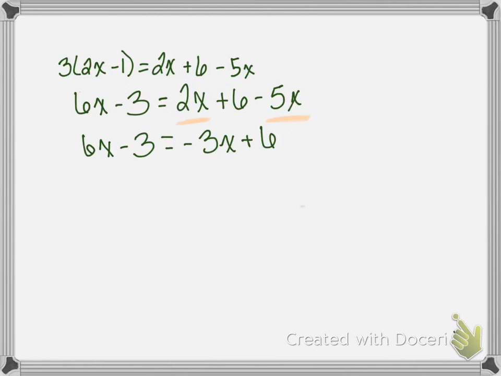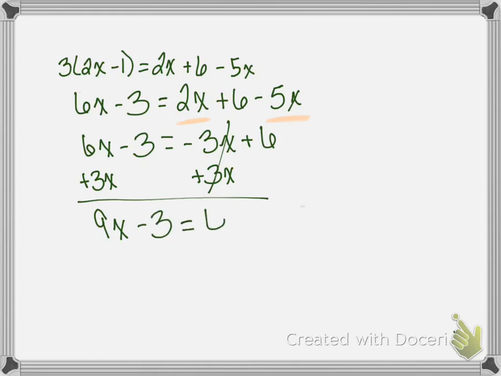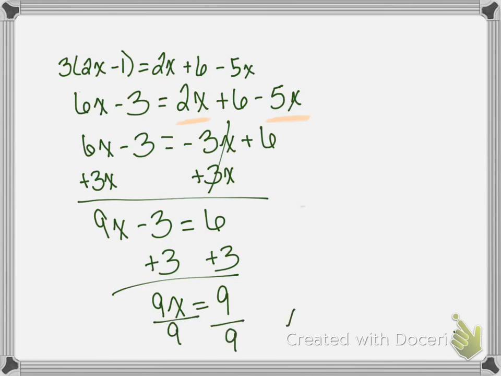Now our focus is moving the x to one side and moving the constant or the number to the other. So I am going to add 3x to both sides. Okay, so I end up with 9x minus 3 equals 6. I add 3 to both sides, and I'm left with 9x equals 9. My very last step is to divide by 9. So my answer there is x equals 1.